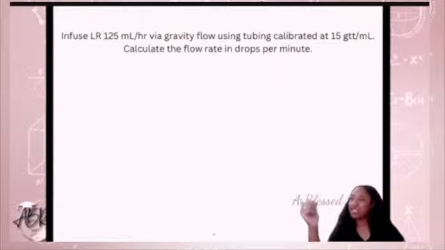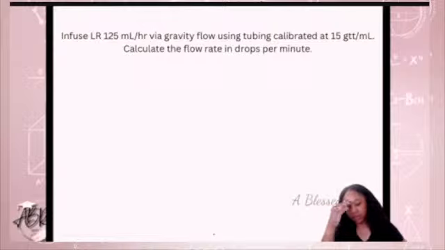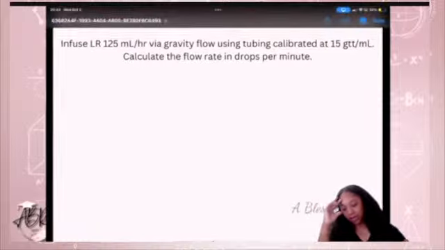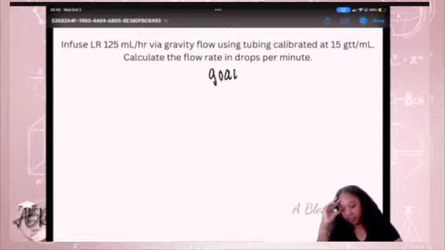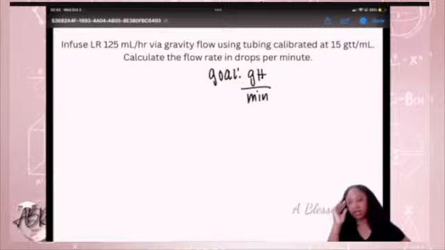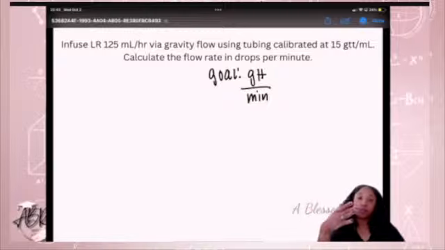So we'll infuse lactated ringers, 125 milliliters per hour via gravity flow using a tubing calibrated at 15 drops per milliliter. And so we're going to be looking for drops per minute, okay? So our goal is drops on the top and minutes on the bottom, okay? With any type of IV problem, you're looking for volume, so how much medicine, how much fluid, whatever that's prescribed over time, okay? So what is the volume over the time?